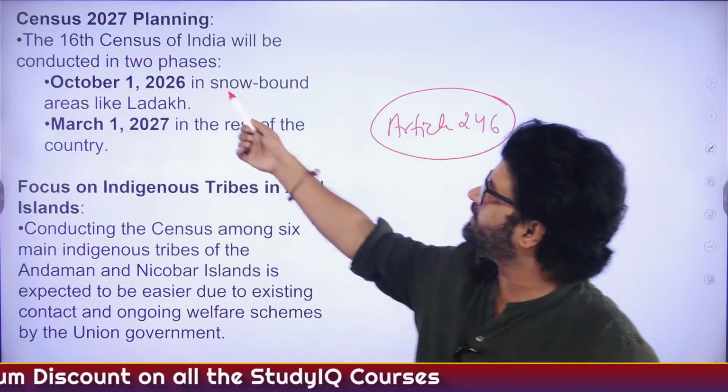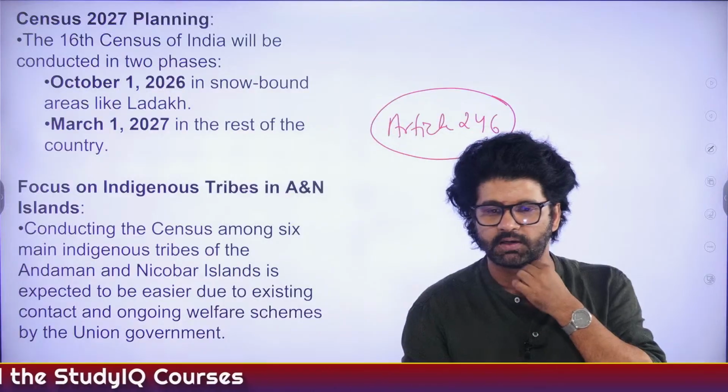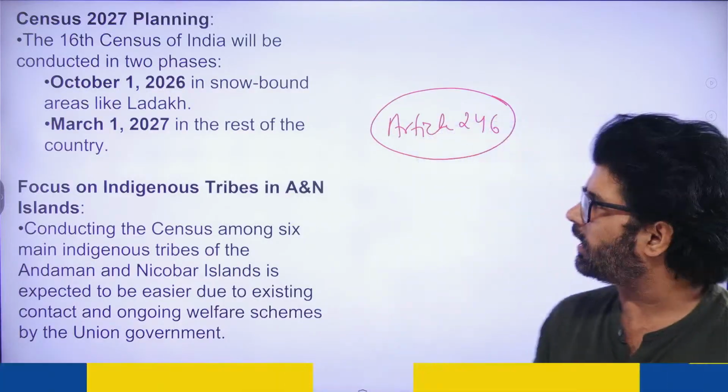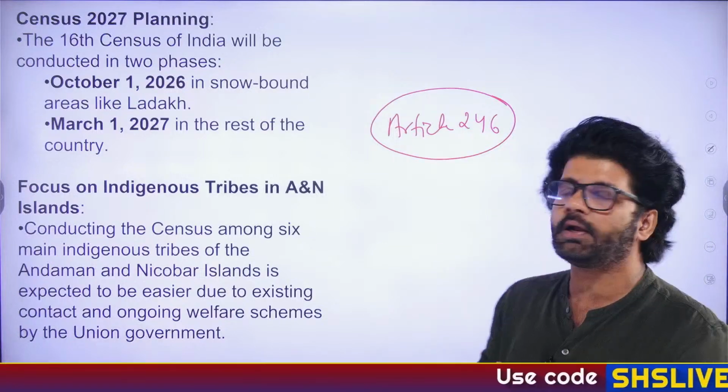So where do you find the census? Census lies under which particular list? Any idea? Does census lie in the Union List, State List or Concurrent List?